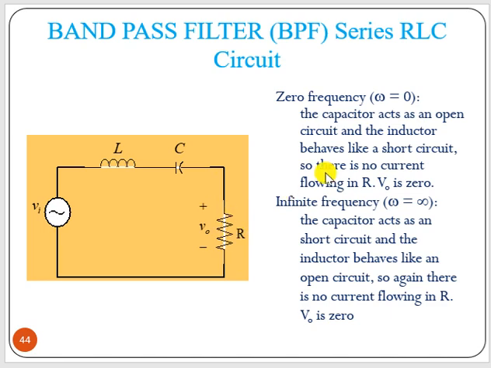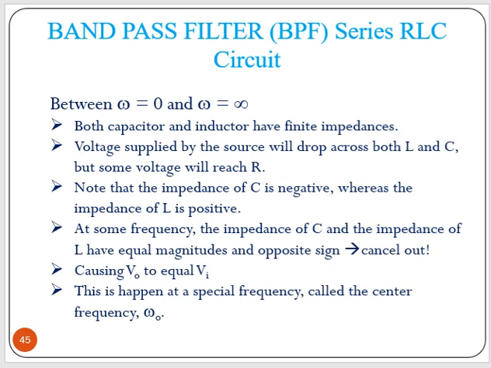Now when omega equals infinity, what happens? Your capacitor becomes short circuited, but the inductor becomes open circuited. That means again at omega equal to infinity, the output voltage is 0. So it is 0 at omega 0 and also 0 at omega infinity. That means it may have some peak value in the middle. Between omega 0 and omega infinity, both capacitor and inductor have finite impedances. Voltage supplied by the source will drop across L and C, but some voltage will also reach R.